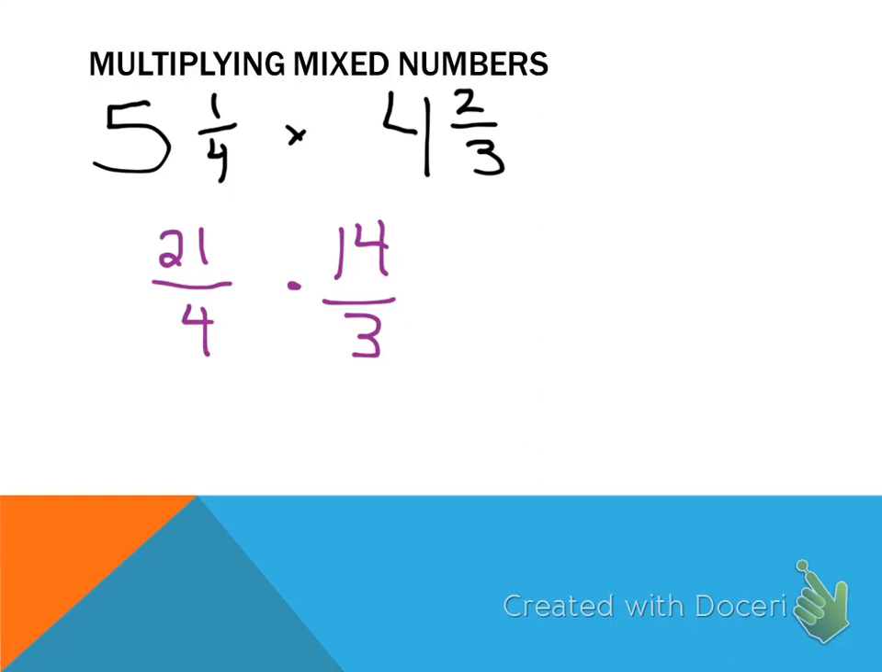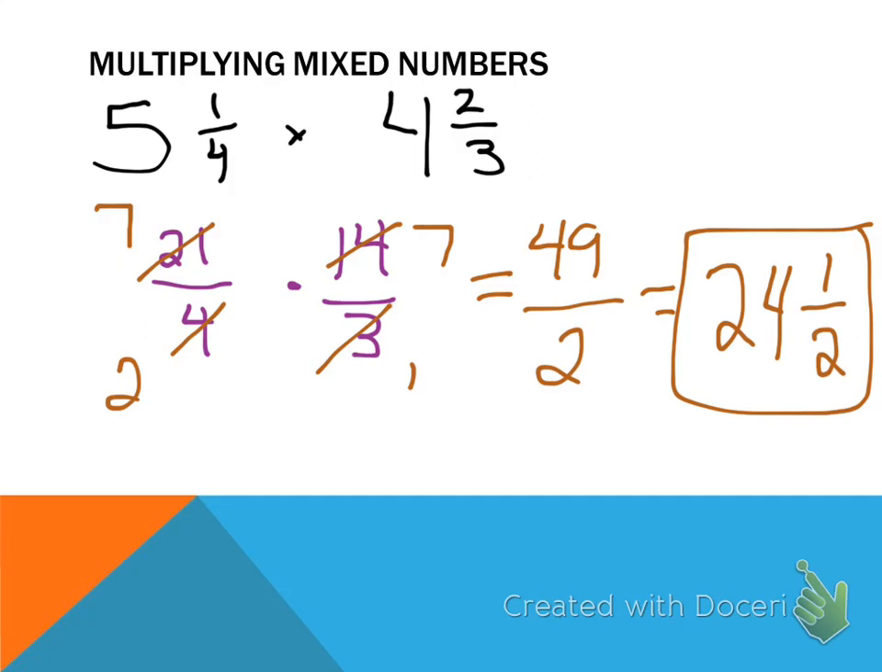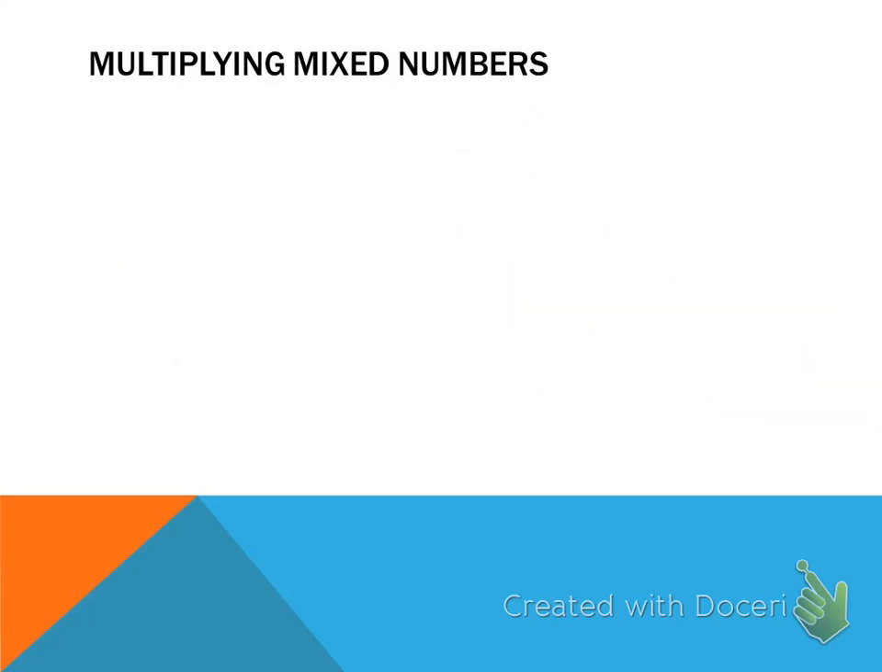The answer is yes. You can reduce 3 and 21 by 3. And this becomes 3 divided by 3 is 1. 21 divided by 3 is 7. You can reduce 4 and 14 by 2, and that becomes 2 and 7. 7 times 7 is 49. 2 times 1 is 2. When you divide them, you get 24 with 1 left over, 24 and a half, and that's going to be your answer. All right, so a couple steps here. Change to an improper fraction first, then cross-reduce where you can, multiply them out, and then change it back to a mixed number for your answer.